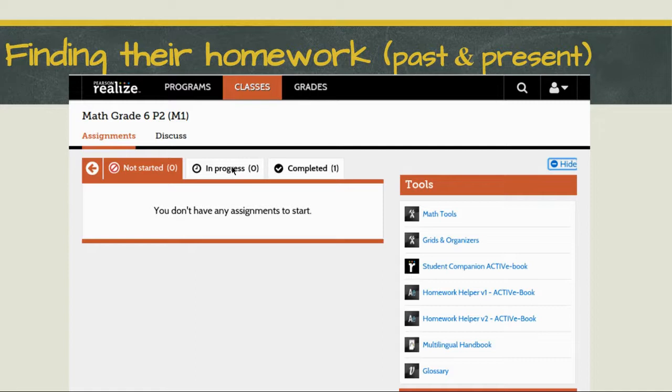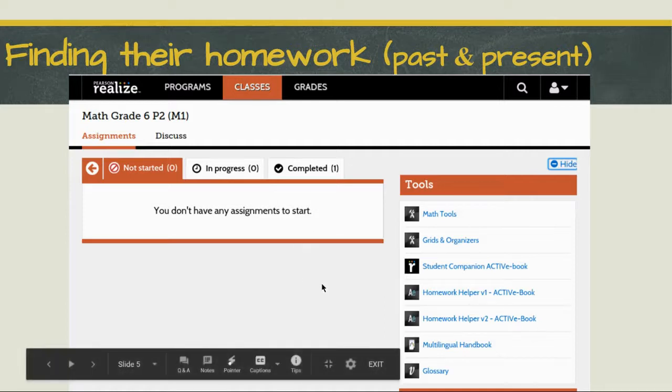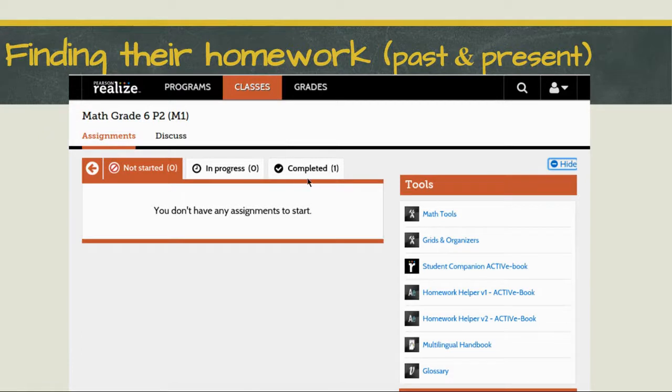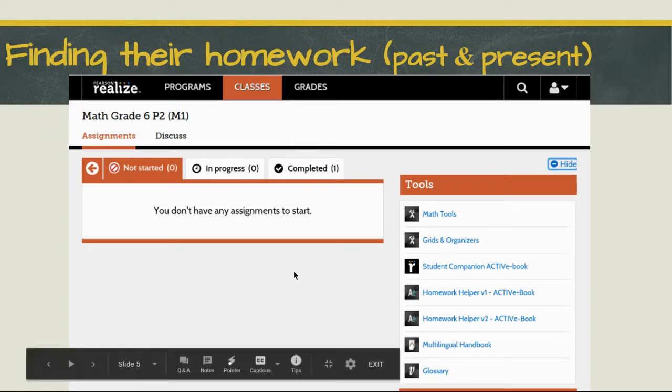Sometimes it is because they had to run to dinner or take care of something else and they need to come back to it. Other times it's because they have finished it but forgot to turn in, that small turn in or submit button at the bottom of the final page. And then once they hit that turn in button, it will land in the completed section.